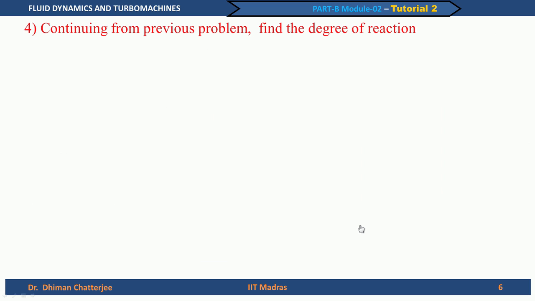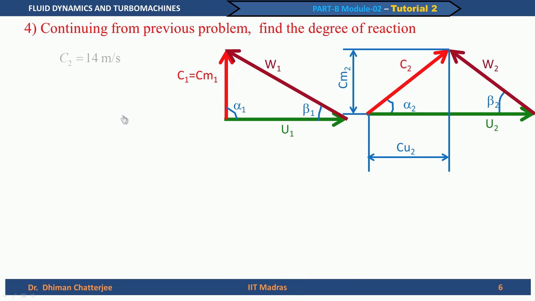Finally, I come to the last problem where we want to find out the degree of reaction. We know from the previous three problems that C2 is equal to 14 meters per second. We know U2 is 25 meters per second. We know W2 is equal to 12.46 meters per second. All these were either given or obtained in problem 1.